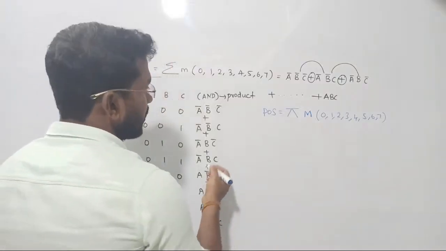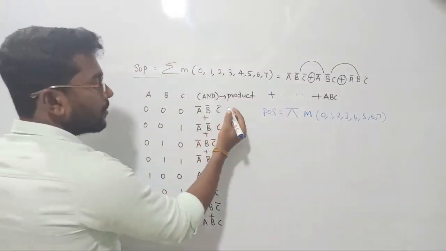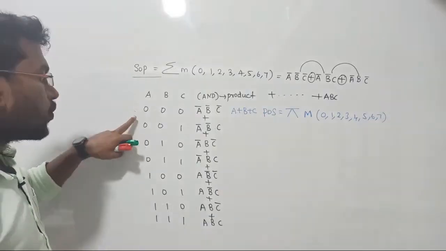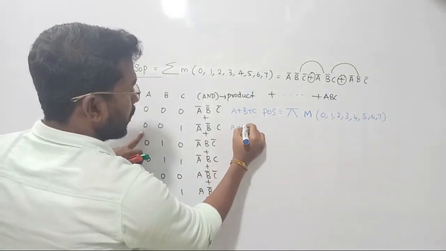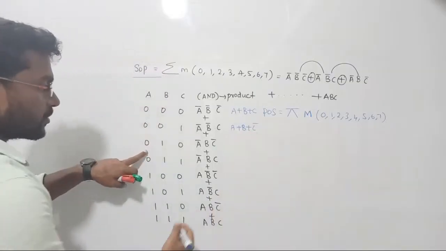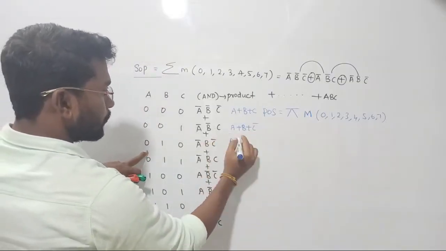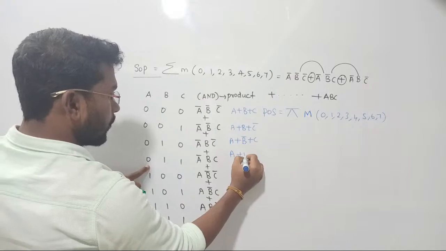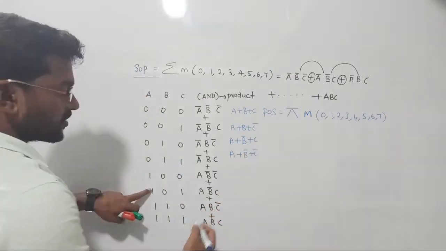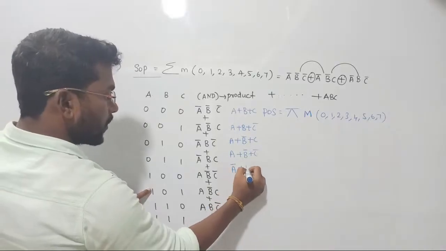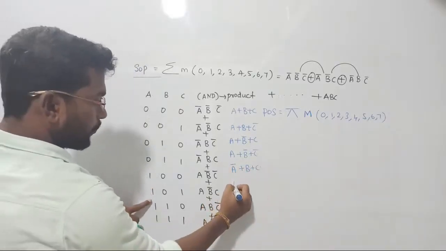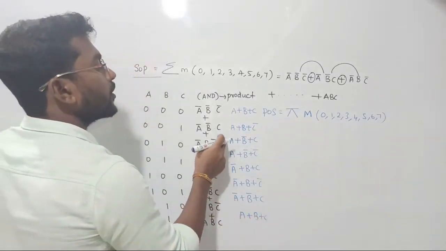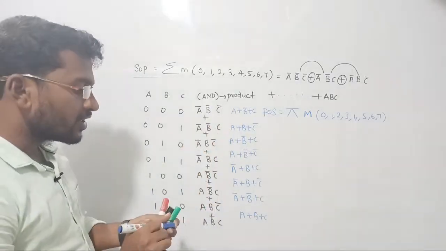Let us write the max terms for these variables. The max term for 0 0 0 is A plus B plus C. The max term of the second is A plus B plus C bar. The third is A plus B bar plus C. The fourth is A plus B bar plus C bar. The next is A bar plus B plus C. Continuing like this, 1, 2, 3, 4, 5, 6, 7, 8, we consider all these combinations. So let us club them together.